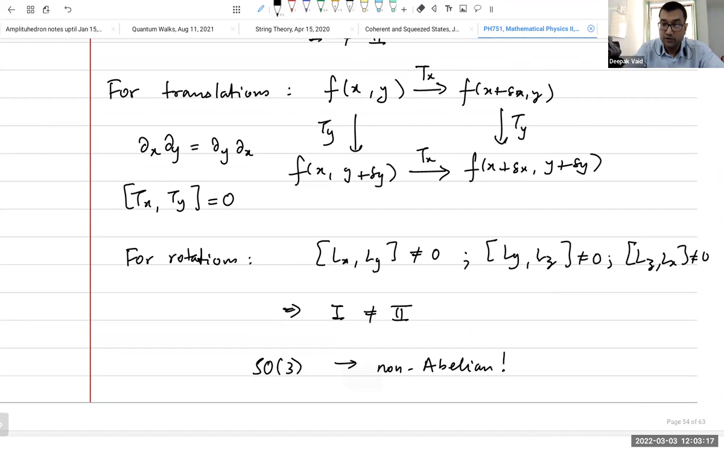Okay, so I'll stop here for today, but as far as reading material is concerned, please read the section on continuous groups. That's chapter 7 or section 7 of the lecture notes by Xie Chen, which I have shared with you earlier.